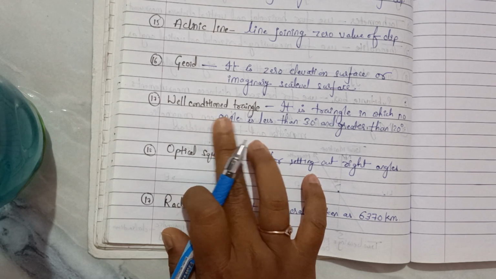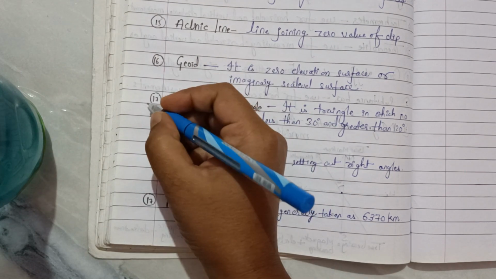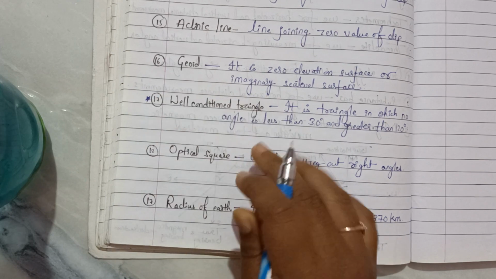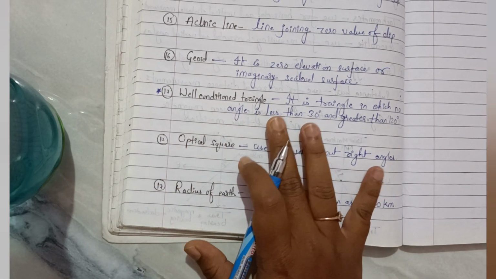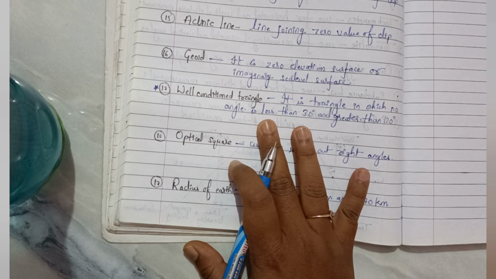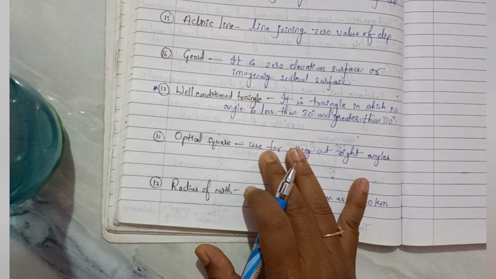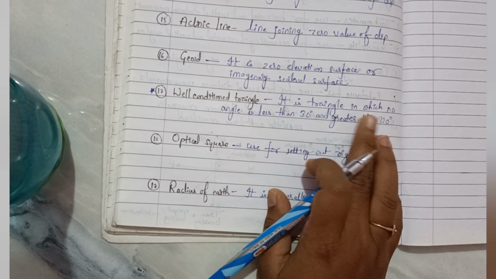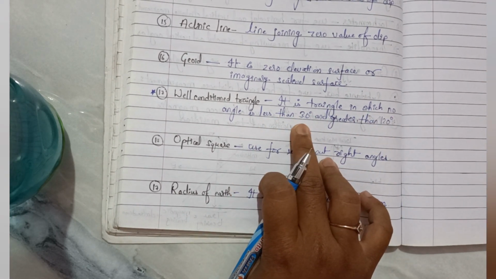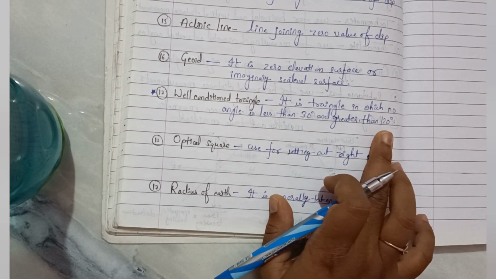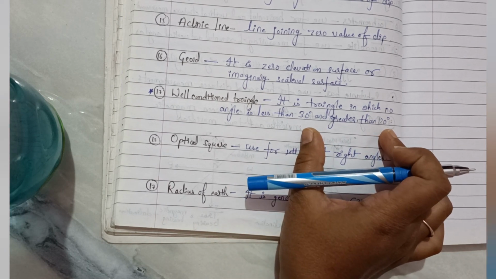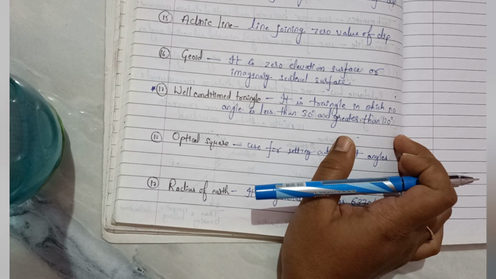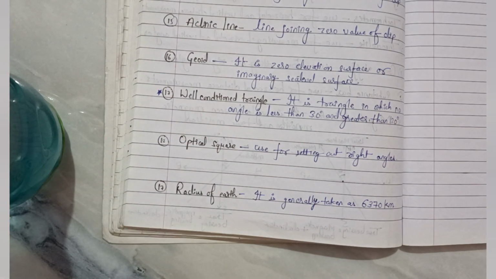Next is what is a well conditioned triangle. This is also important. A well conditioned triangle is asked in the form of MCQ. They will give you different angles and you have to select the right angles for the well conditioned triangle. It is a triangle in which no angle is less than 30 degree and greater than 120 degree. You have to remember that. So this will be your well conditioned triangle.